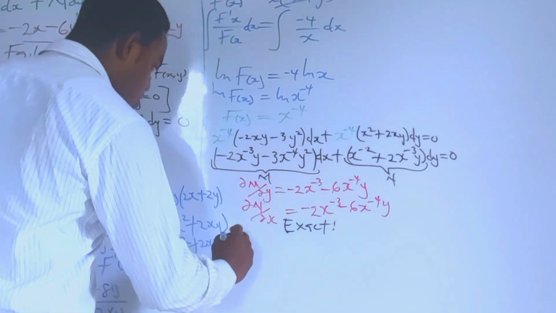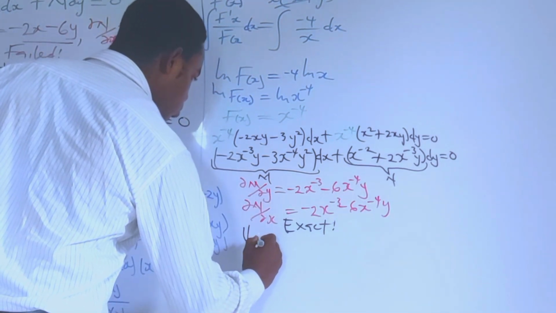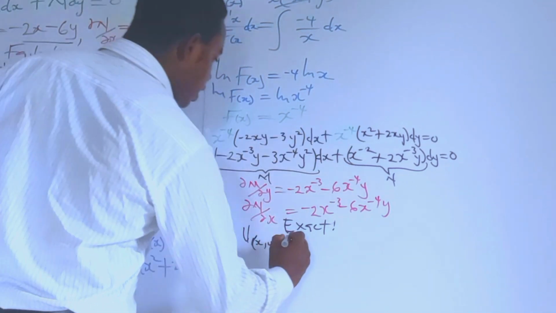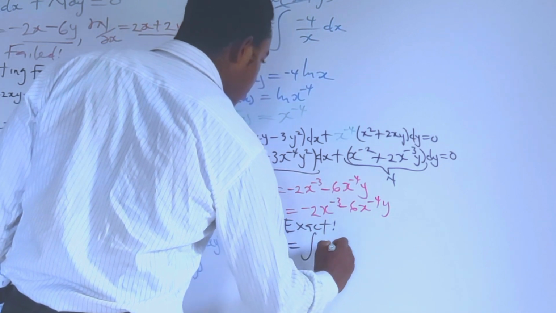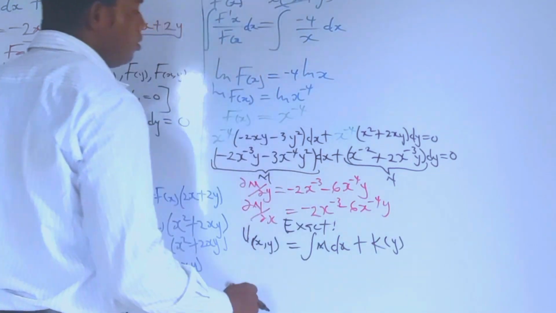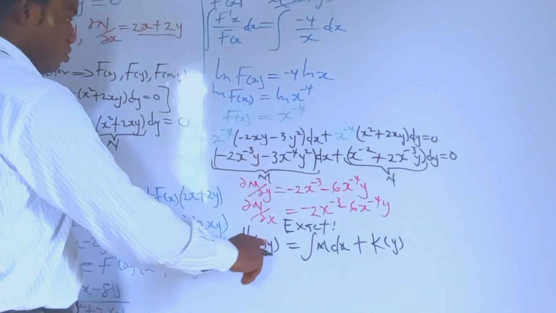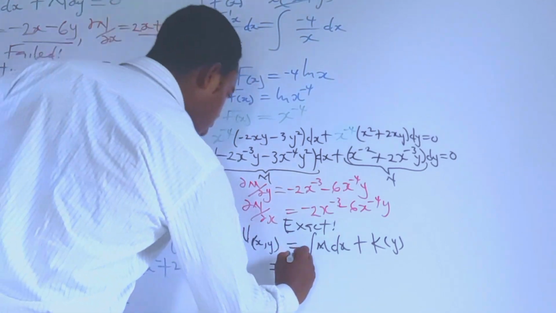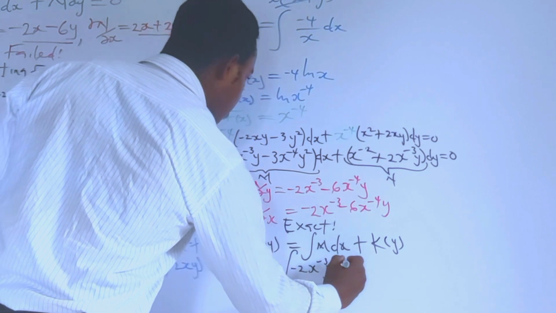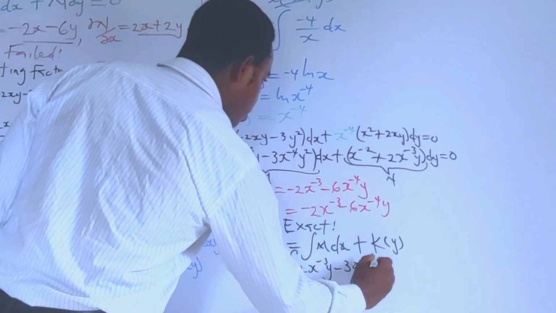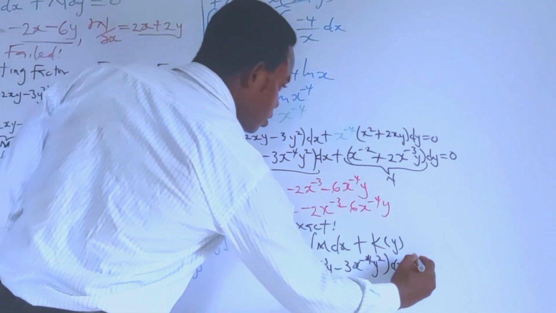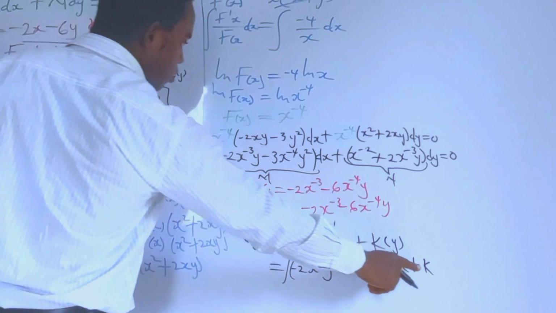So we can now go on and use the exact method. To use this method, you set a function u, which is the original function that yields the differential equation, and it will be equal to the integral of M with respect to x plus k, where k is not a constant of integration but a function of y that best completes the function u. So this would mean the integral of negative 2x raised to power minus 3y minus 3x raised to power negative 4 y squared dx, and plus k.